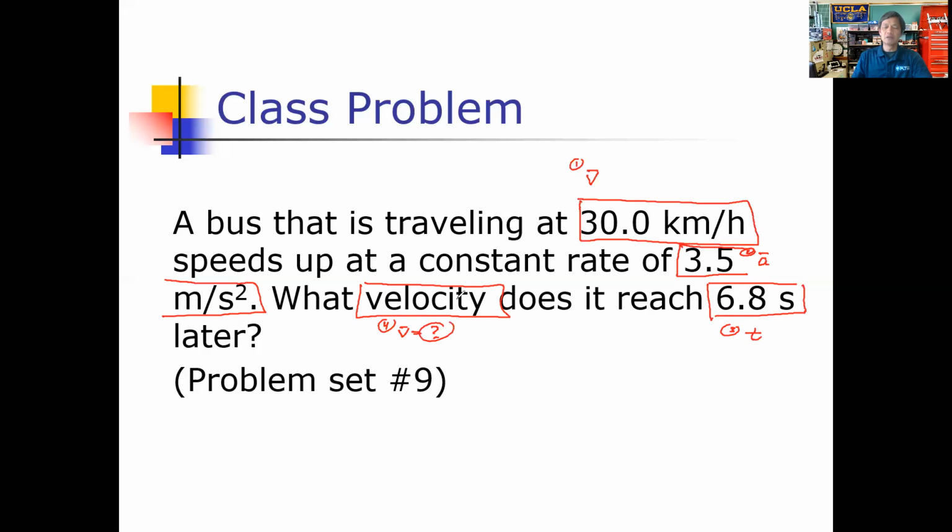We are given a velocity here, so this must be the initial velocity, and we are asked to find the final velocity. So what we've done is gone through this problem, identified all of the values that are given to us, and then identified the value that we are solving for.